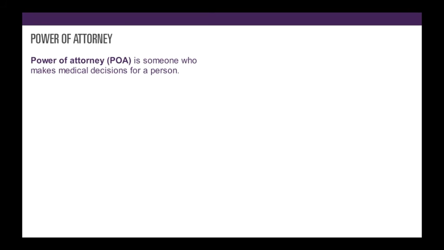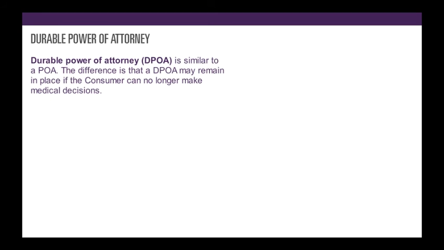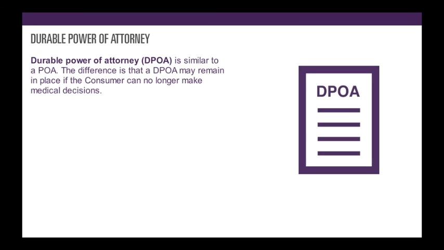Power of attorney, or POA, is someone who makes medical decisions for a person. Usually, a consumer's POA would be a family member or close friend. The POA may have information about what a consumer does or does not want. A POA ends when the consumer can no longer make their own medical decisions. Durable power of attorney, or DPOA, is similar to a POA. The difference is that a DPOA may remain in place if the consumer can no longer make medical decisions.